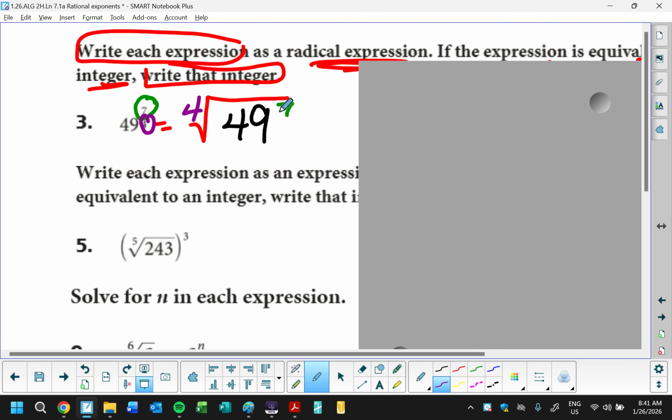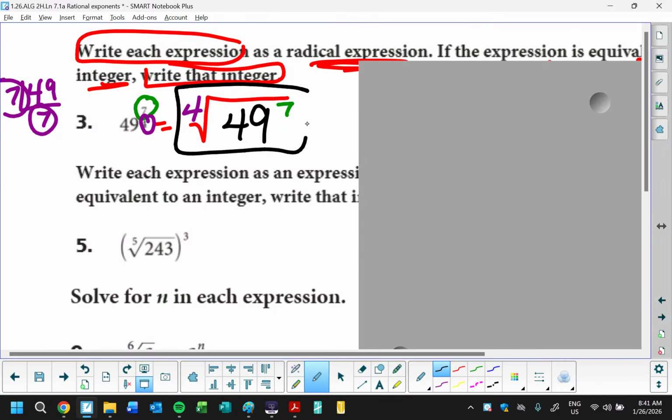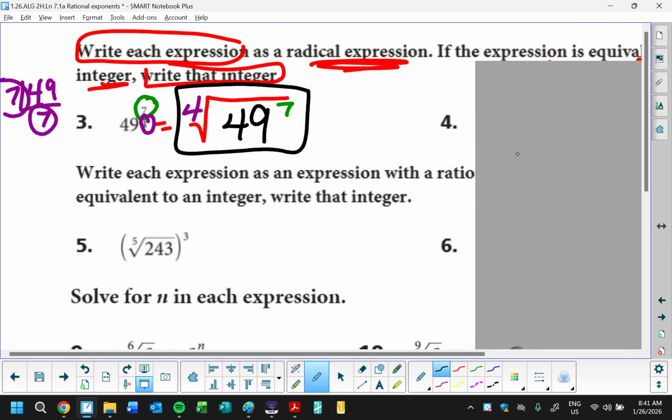Now, I cannot do 49 to the 7th power easily offhand, nor can I do the 4th root of 49. If I try to break up 49, I can do a 2nd root, but I can't do a 3rd root or a 4th root. So I do believe that's going to be as good as it gets. Pause, do number 4 real quick, and come on back when you're ready.